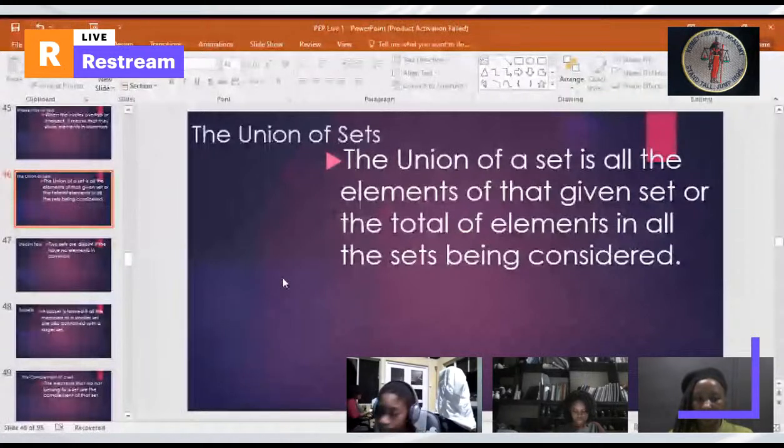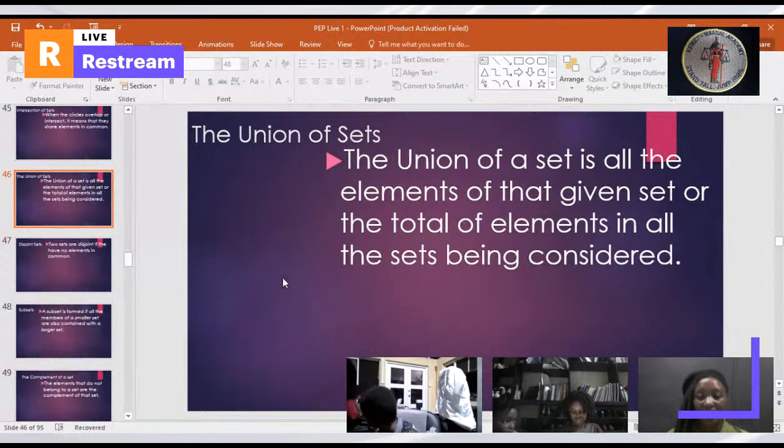If they intersect, it would be the elements in the intersection as well as the elements that are not in the intersection, the total of those. That would be their union. So you can have two sets that are disjoint, meaning they don't intersect. We can still have their union, just combine all the elements in each set.